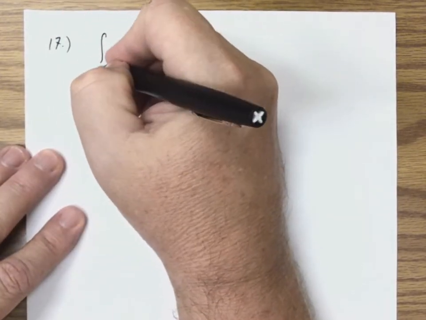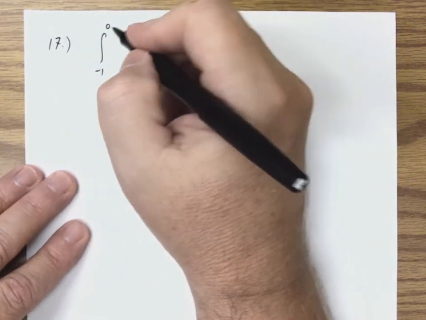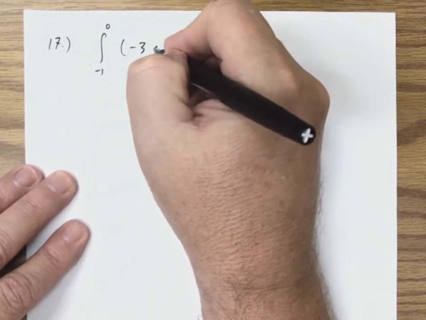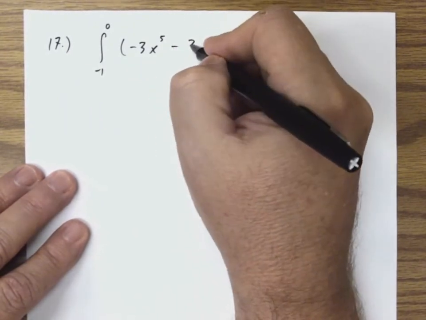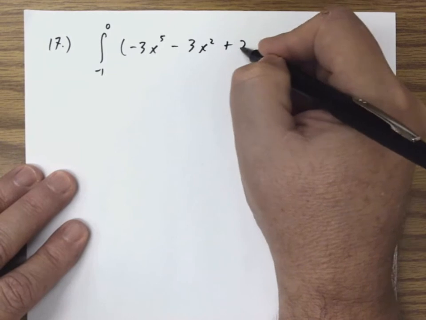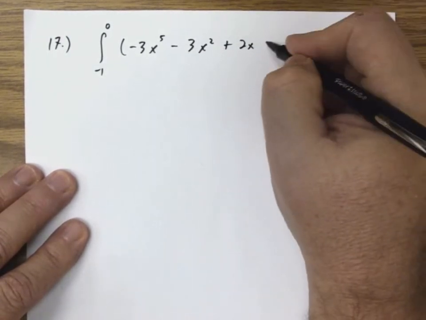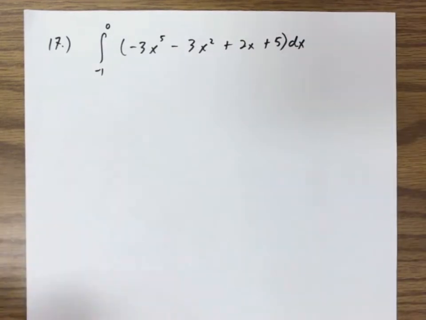17. Integral from -1 to 0 of minus 3x to the 5th minus 3x squared plus 2x plus 5, all integral with respect to dx.